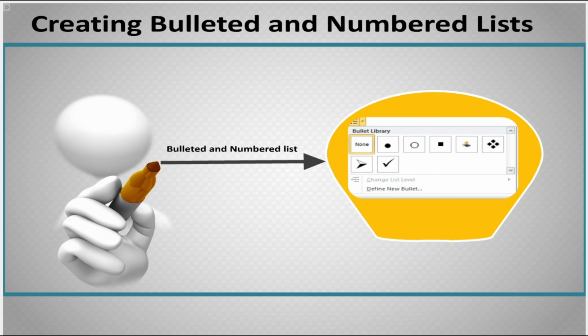You can add bullets or numbers to existing lines of text, or Word can automatically create bulleted or numbered lists as you type. You can also create a list that has multiple levels.